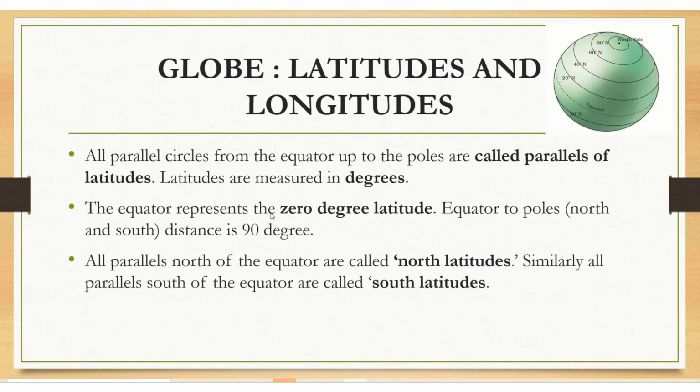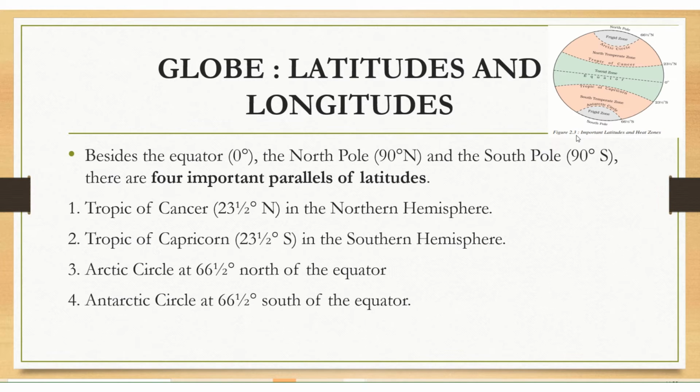The equator represents 0 degree latitude. All parallels north of the equator are known as north latitudes and all parallel lines south of the equator are known as south latitudes. See, this is the equator, this is the North Pole and this is the South Pole.